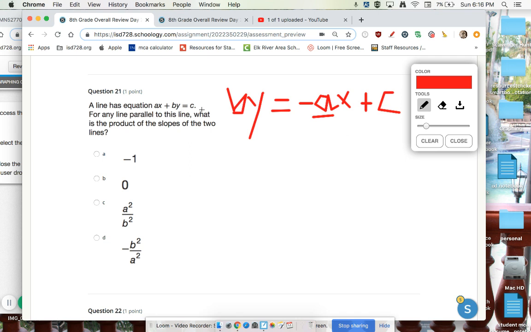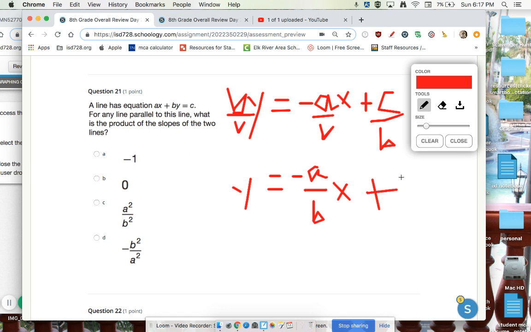Now I've got to make it over something because I'd have to move this b that's sticking to the y. So I'm going to divide all terms by b. Divide by b. And even though they're all letters, I'm really only going to care about the slope. So now I have y equals negative a over b x plus c over b. And now I have y alone, like I wanted it to be. Even though it looks super algebraic with all these letters, all we wanted was y alone.